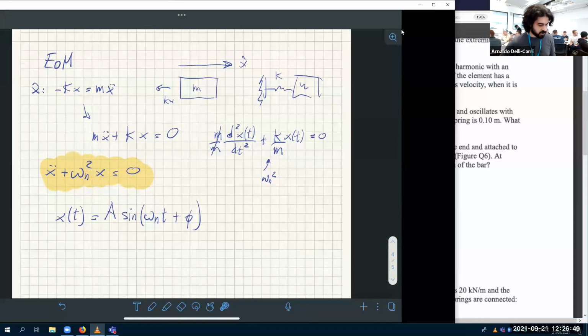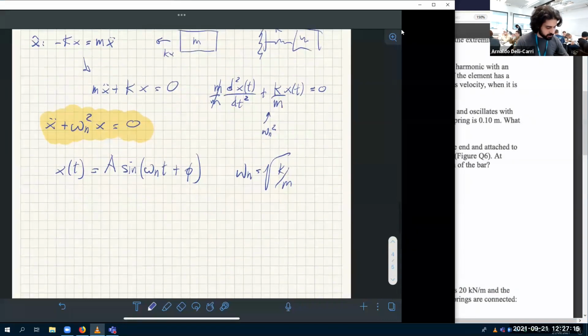Omega n squared is k over m. We called it like that. It's just a label that we attach. Otherwise, we have to say square root of k over m. You can also write this where omega n is, of course, the square root of k over m. That's it. But what are A and phi? Well, those depend on the initial conditions.